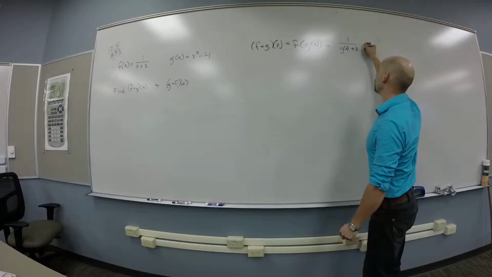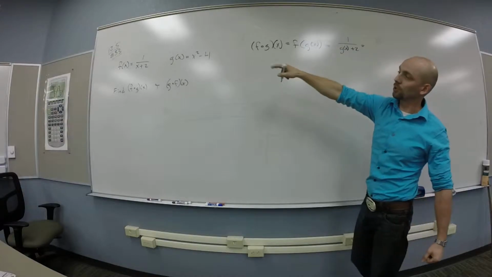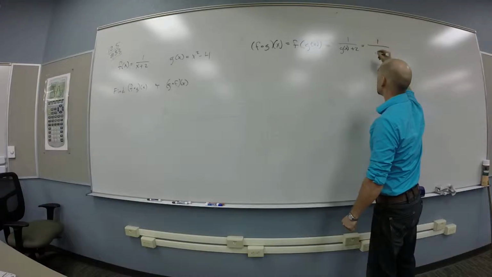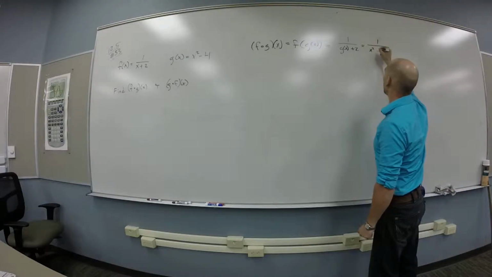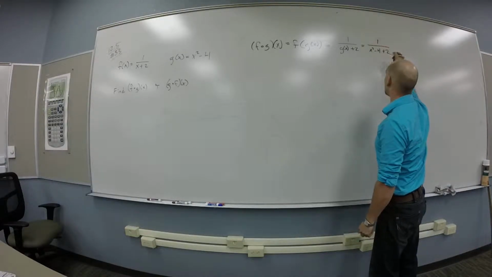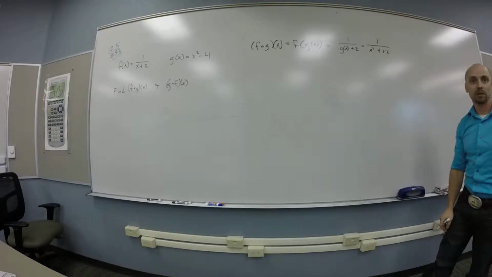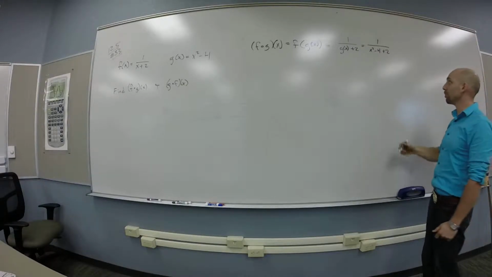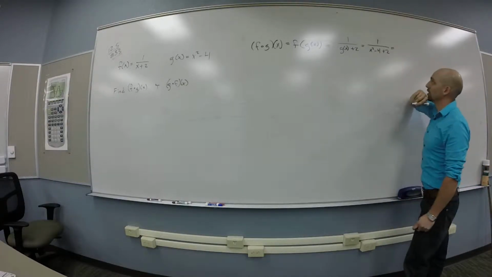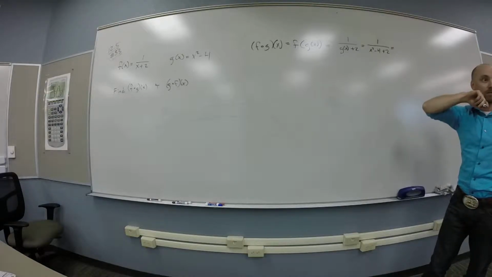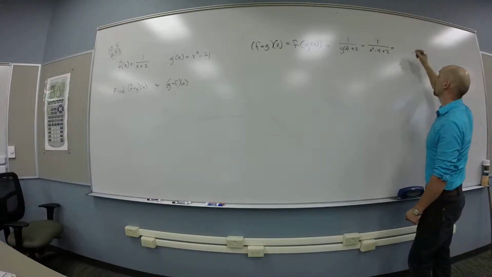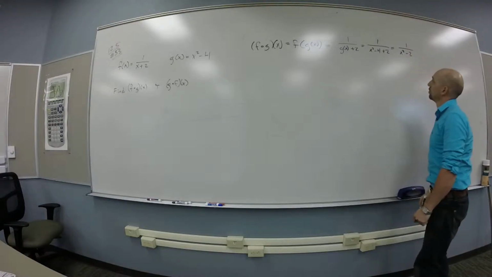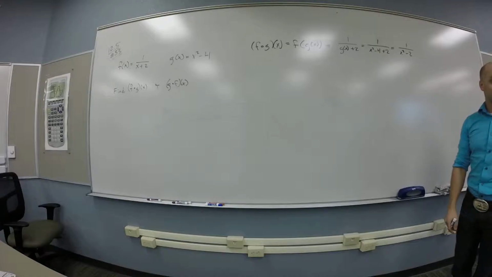Now, I know what the rule of g of x is. It's x squared minus 4. So I could stick that in for g. So I'd have 1 over x squared minus 4 plus 2. You guys all see this? And then I could simplify a little bit. The minus 4 and add positive 2: minus 4 plus 2 is minus 2. So that's f composed with g.